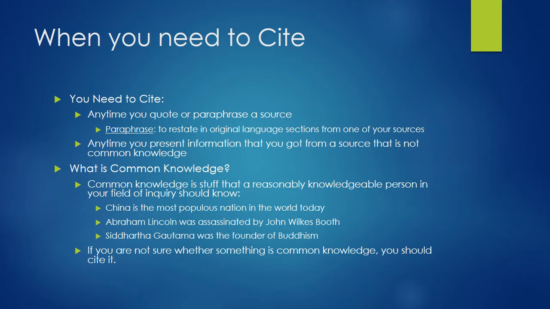So some examples of common knowledge would be China's the most populous nation in the world, Abraham Lincoln was assassinated by John Wilkes Booth, and Siddhartha Gautama was the founder of Buddhism. All of those things are so well known, especially by people who work in the social sciences, that you don't need to cite that stuff. So this is kind of a gray area, and basically the rule is if you're not sure whether something is common knowledge, you should just go ahead and cite it to be safe.